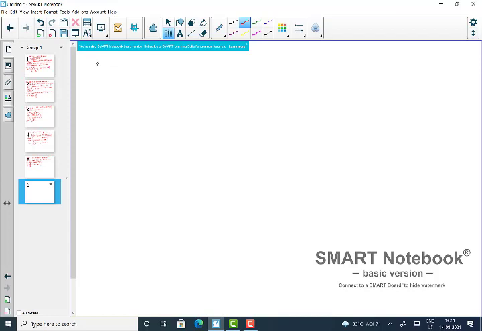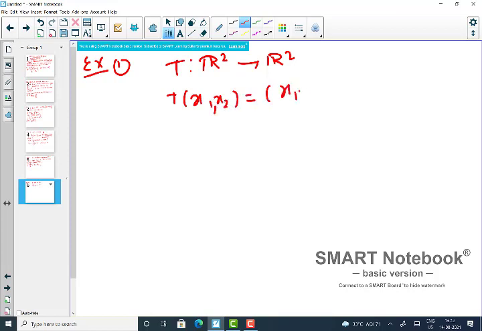So, example 1. Recall the linear map we defined from R2 to R2 by x1, x2 going to x1 plus x2 and x1 minus x2. And here I am assuming both are standard bases.